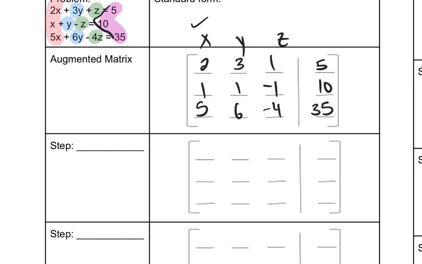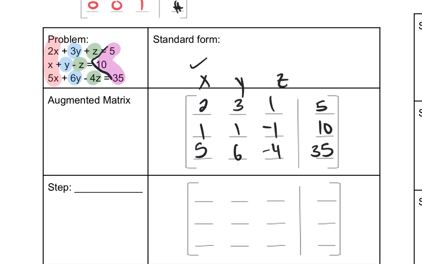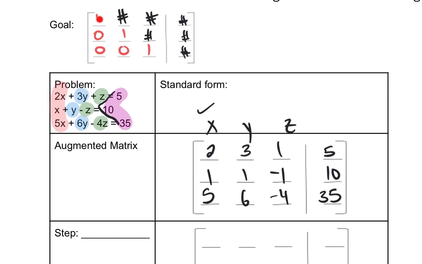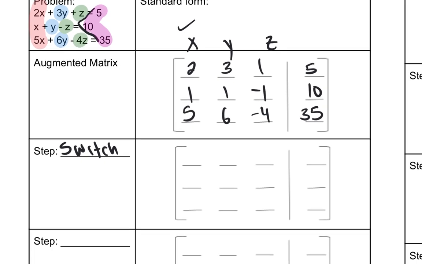Okay. Now we're going to focus on what we need. My goal is to have a 1 first. So I need a 1 here, but it's down here. So I'm going to switch. If I need a 1, I can switch or divide. In this case, I'm going to switch because the 1 is on the wrong spot.